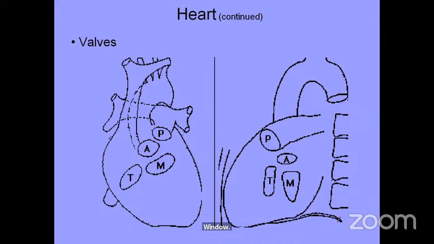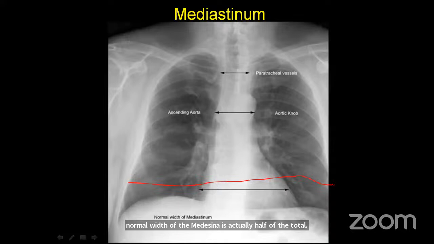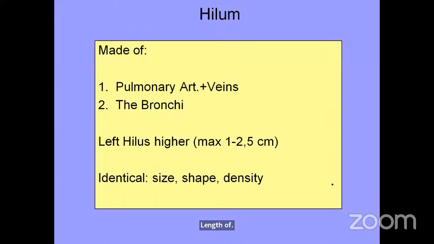Right? So these are the walls, not important for us. Now coming to the mediastinum. The normal width of the mediastinum is actually half of the total width of the chest. The hilum is made of pulmonary artery and veins and the bronchi.